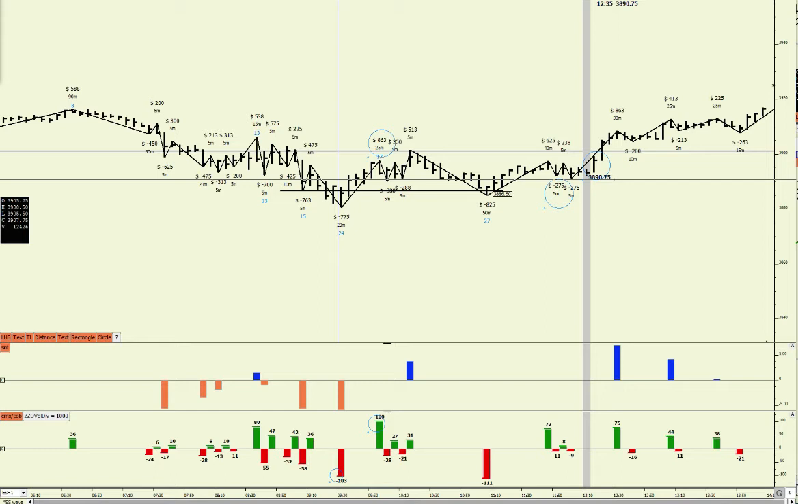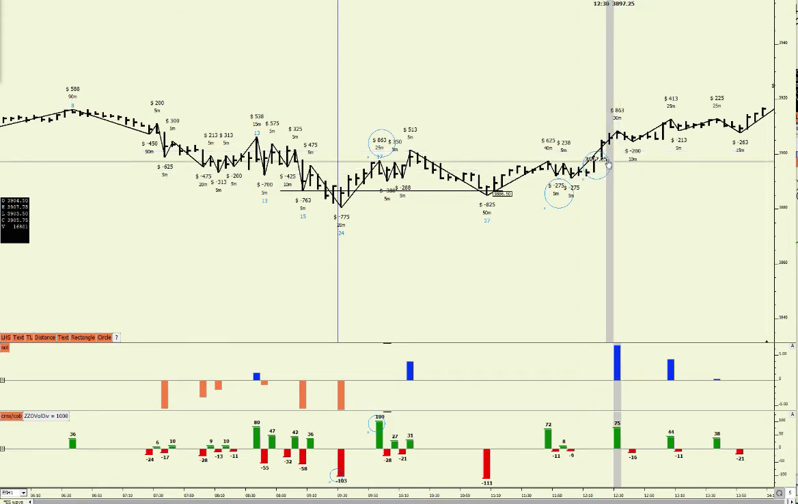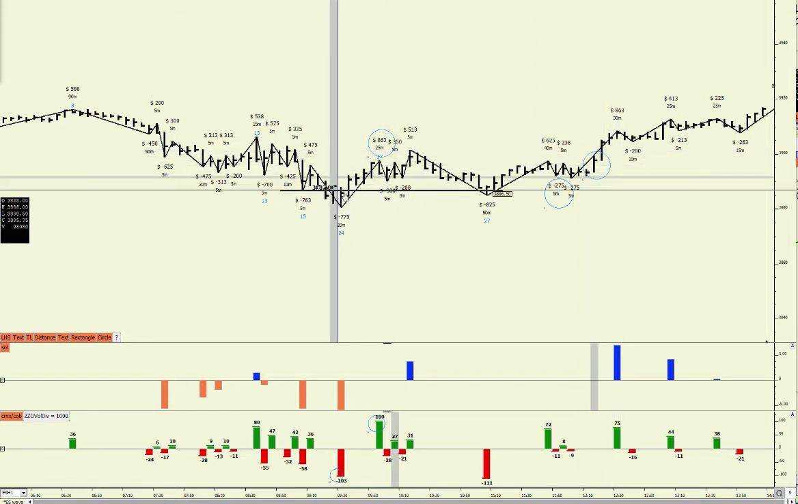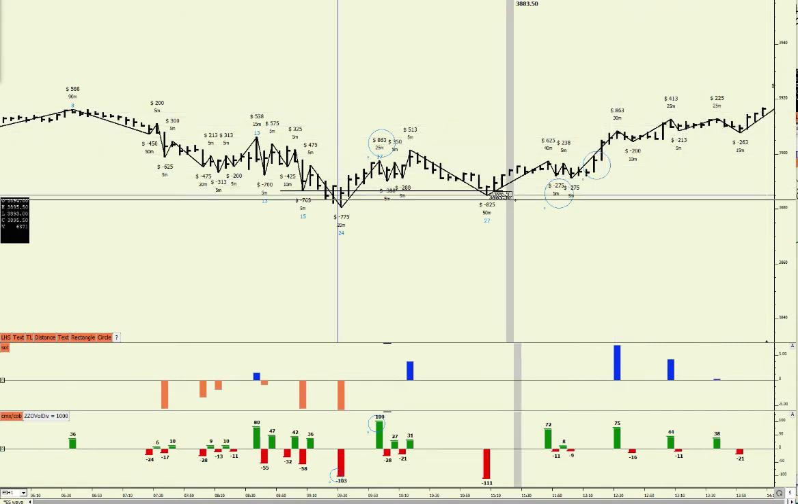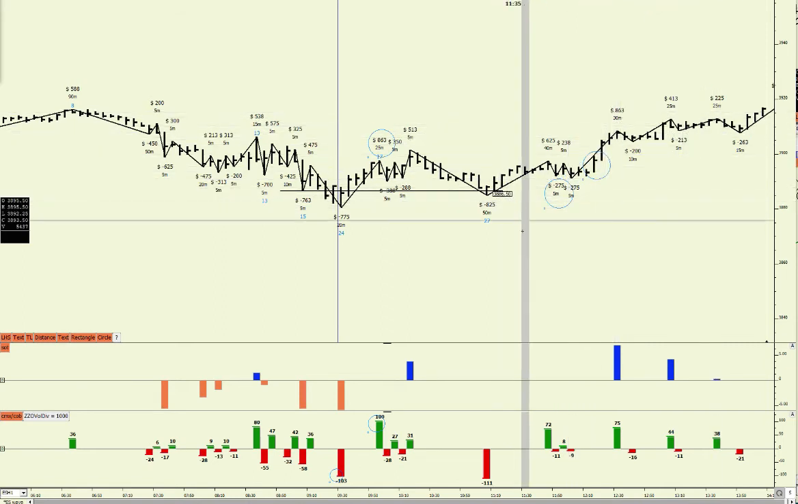There's going to be a markdown bar. All right. So at this point, you have exited the accumulation phase and you are in the markup phase. All right, now there's a lot of intricacies.